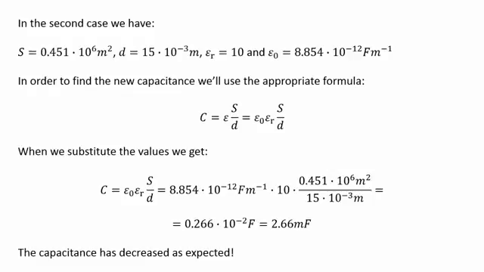In the second case, we have all the information you can see on your screen. In order to find the new capacitance, we'll use the appropriate formula. C equals epsilon times S divided by d, or epsilon 0 times epsilon r times S divided by d. When we substitute the values that we have in it, in the end we'll get 0.266 times 10 to the minus 2nd farads. The capacitance has decreased as expected.